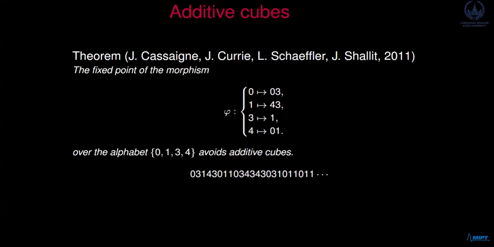This sequence starts as you can see on the screen: 0, 3, 1, 4, and so on. It continues indefinitely while maintaining the property of avoiding additive cubes. This result extended our understanding of morphisms and additive patterns, providing a beautiful example of how a morphism can be used to construct complex yet structured sequences.